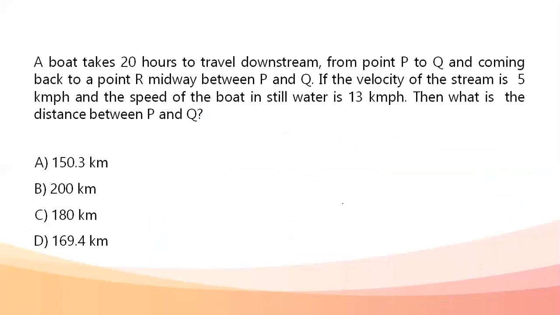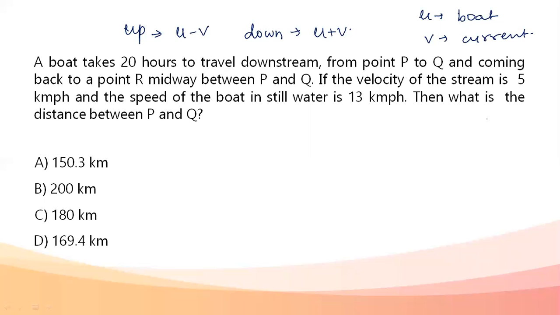Next question. A boat travels a certain distance, it is given. If it is about boats, it is obviously going to be something related to upstream and downstream only. I know upstream is u minus v and downstream is u plus v. Downstream is basically with the flow, upstream is against the flow, where u is the speed of the boat and v is the speed of the current or speed of the stream, whatever you want to take that to be.